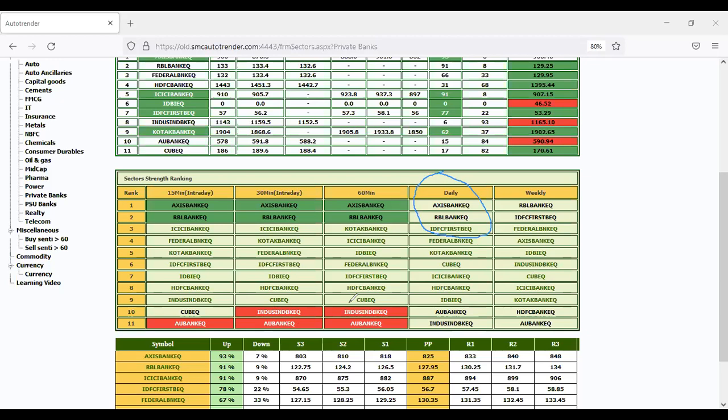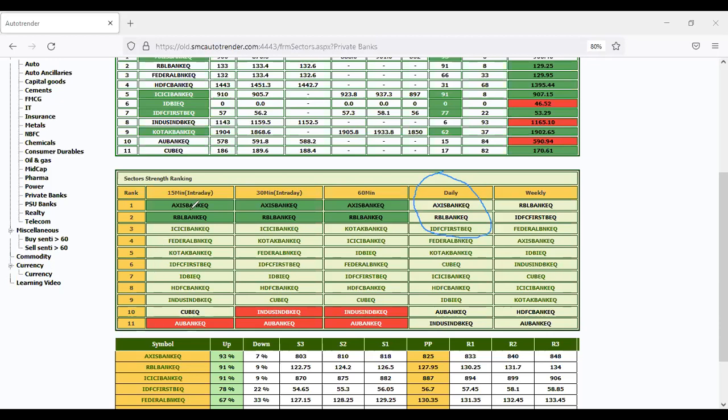IndusInd Bank on the day of results tanked almost 6 to 7% on an intraday basis, just before recovering. So that's why on Thursday you saw Bank Nifty really not doing as well as it could have. But come Friday, it worked wonderfully well. So what you could have easily done, if you wanted to short some stock, was IndusInd Bank and AU Bank, or if you wanted to buy some stocks, you could have ended up on Axis or RBL Bank.